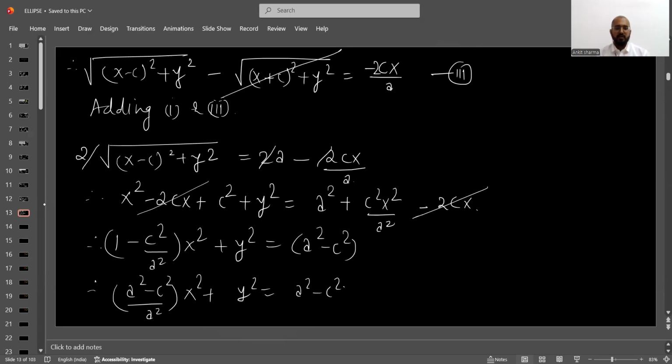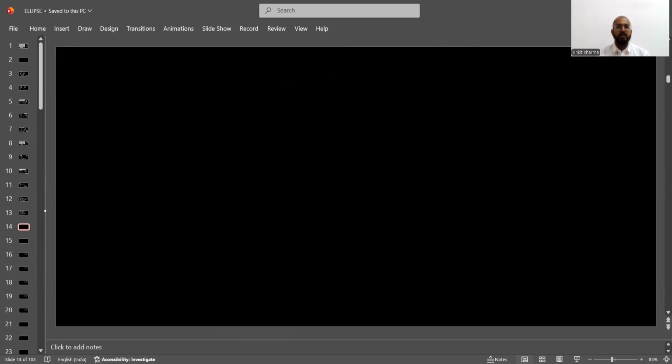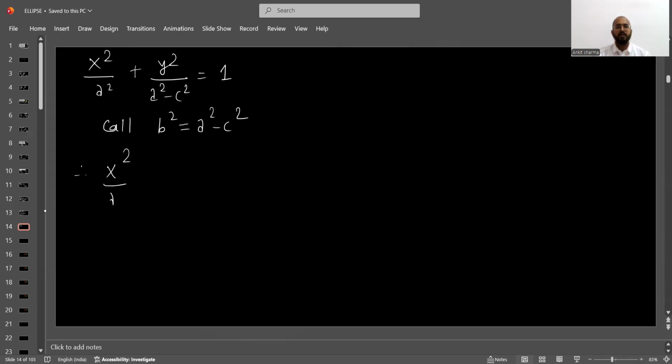Now I'm going to divide this equation throughout by a² minus c². So I'm going to get here x² over a² plus y² over (a² minus c²) is equal to 1. Now I'm going to call this, just for simplicity, b² is equal to a² minus c². So I'm going to get here x² over a² plus y² over b² is equal to 1. This is nothing but the standard equation of ellipse.